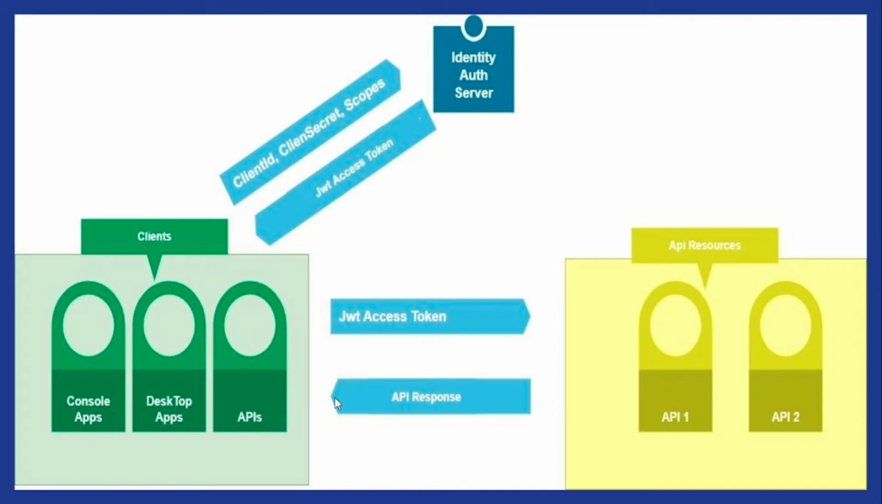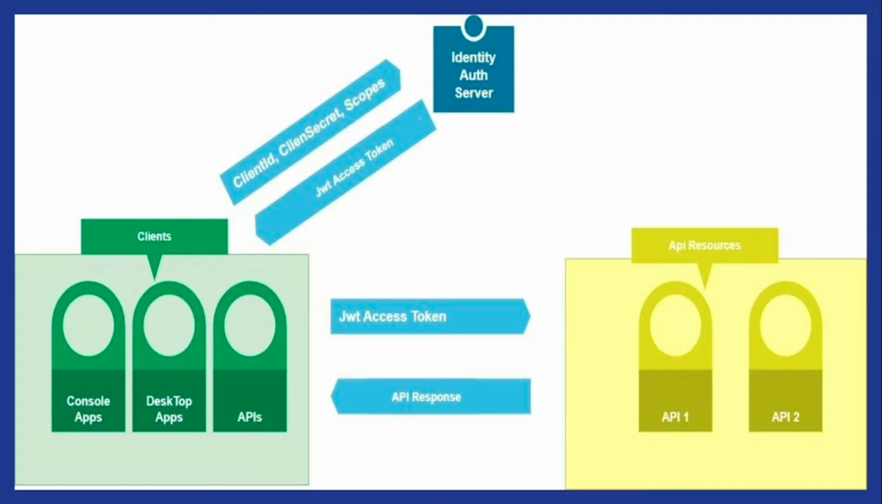Here, two things we have to remember. First, all the clients which request a JWT token must be registered in the identity server. Second, all the protected resources that the identity server is protecting should be registered as scopes in the identity server database. So this is how the flow works.